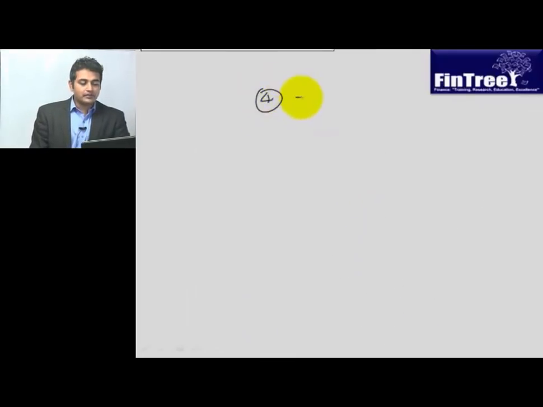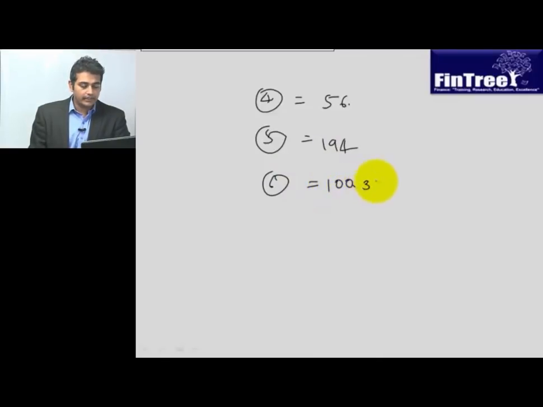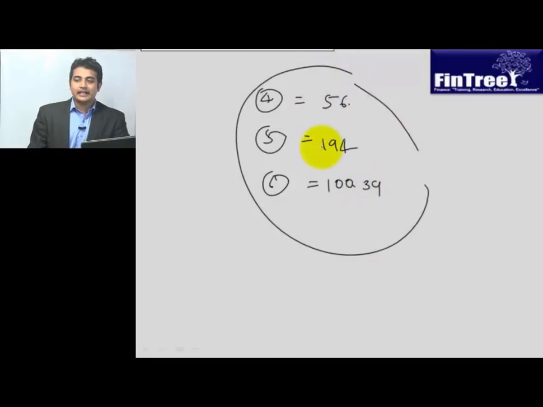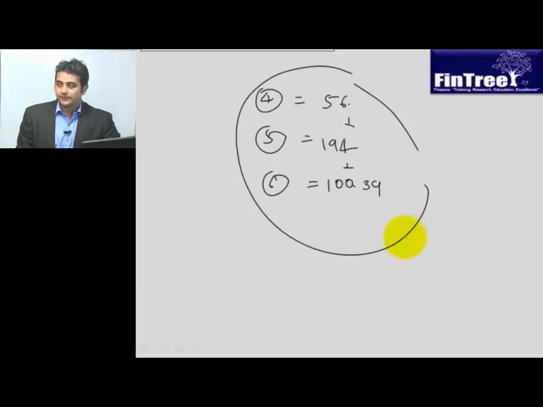Tell me what is your 4th memory slot? 56 point something. 5th memory slot. 191. 6th memory slot. 100.39. So if you have these numbers correct, then you can again take a total of them, make them your future value, 10 into 12 as your N, 15 divided by 12 as your IY, and compute payment again. You would get the answer.